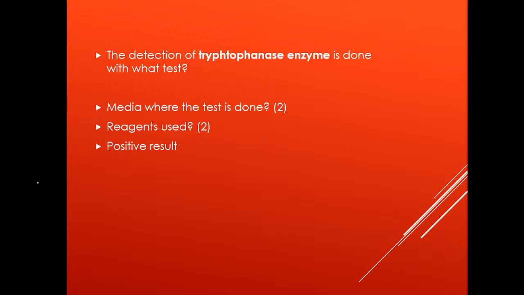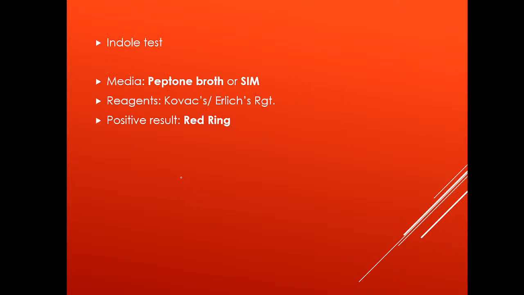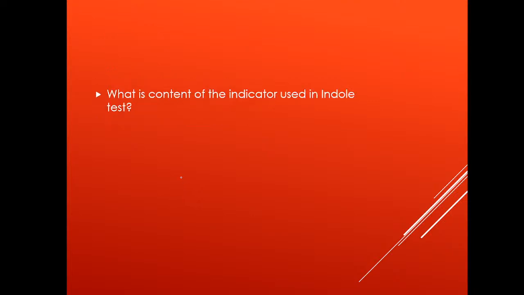All right. Now the reagents that we use for sulfide indole motility are as follows. It's either the Kovacs reagent or the Ehrlich reagent. And the positive result is a red ring. Okay, so what is the indicator that is used in the test? The indicator used for indole motility is a long one, I will type it in the chat. This is the acronym PADMA. Does anybody know what PADMA is?